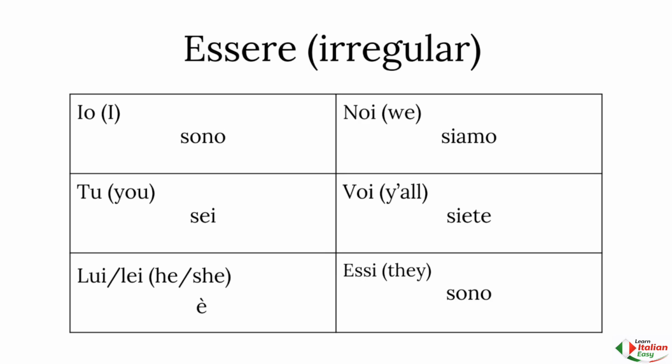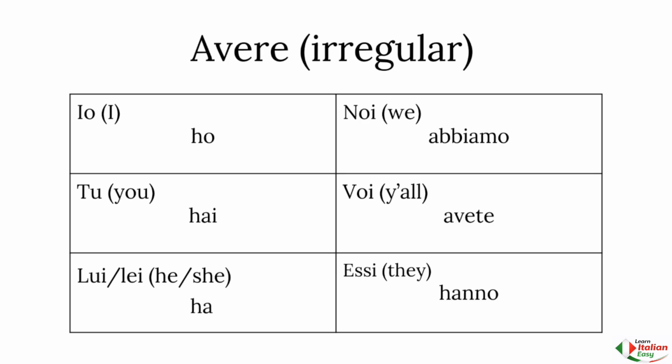Okay, great, perfect. Avere. As usual, this one is irregular as well. So first of all, let's start with I. Io ho. Ho. And here it is very important for I, you, he, she, and they to put the H at the beginning. Okay, that is super important. Tu, hai. So you don't really pronounce the H at the beginning. Lui, lei, ha.